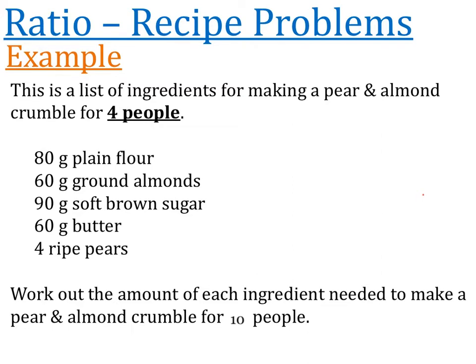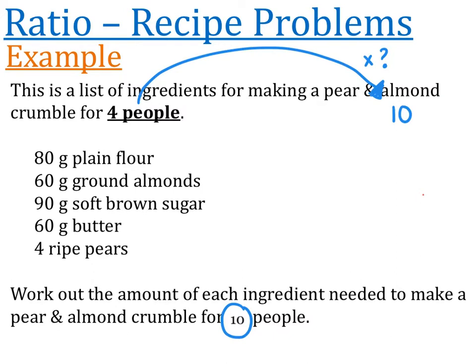We need to work out the amount of each ingredient that we need to make pear and almond crumble for 10 people. Now, I don't know a super nice way without my calculator to get from 4 to 10. Okay, maybe you do, and if you do, that's great, but I don't really know how I can get there super easily. So I've left this big gap in the middle so that I can actually do another step.